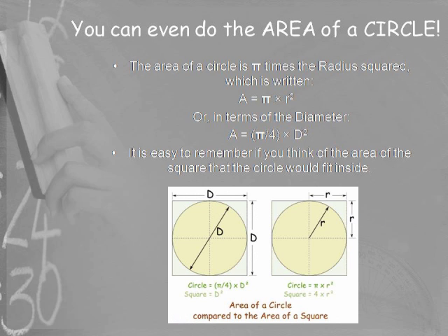The area of a circle is pi times the radius squared, which is written as A equals pi times r squared. Or in terms of the diameter, A equals pi divided by 4 times diameter squared. It is easy to remember if you think of the area of the square that the circle would fit inside, as you can tell from the image below.